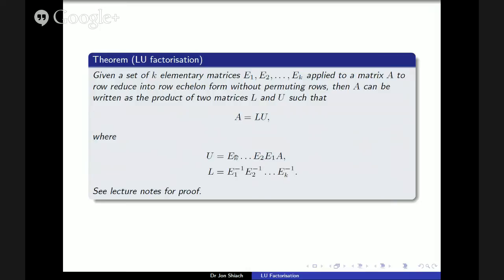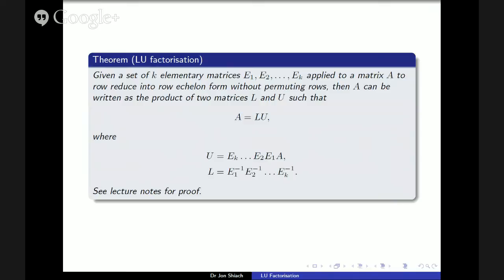For L, what we do is we reverse all of our elementary matrices, and then calculate the inverse. By the way, U will just be what we get left over at the end of the row operations, so you don't actually have to apply this. But I like to write it out, because it helps me when I'm doing L. And you can see the lecture notes for a proof of that.